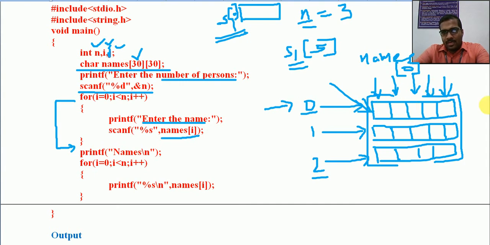Now we can write the name here. Read the name for that single row. Then increment I to 1. Enter the name. Scan of names of 1. Now it reaches here. Points to this address. No ampersand. No column specification. So I can read a character array here. Then again one more iteration, increment by 1.